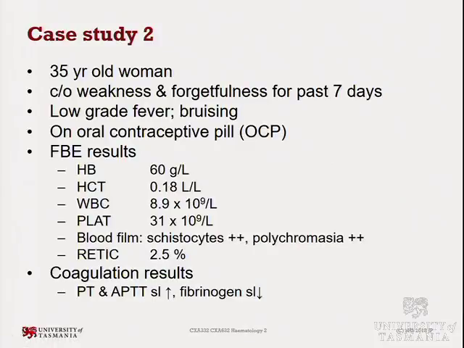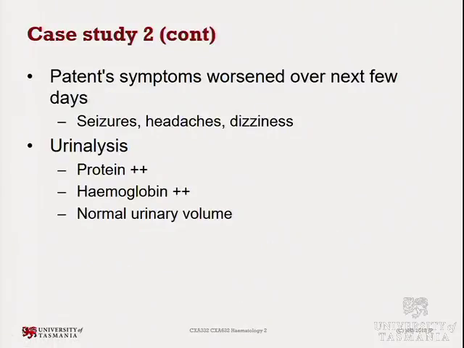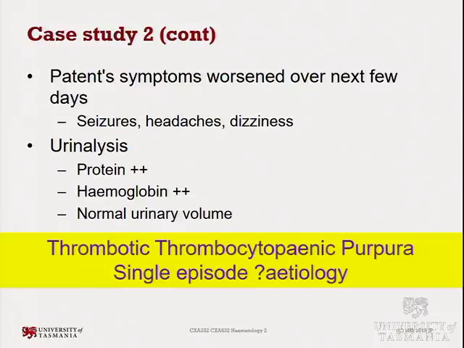And so we can see here that her symptoms worsened over the next few days, and she ended up getting kidney involvement here, as well as brain involvement, if you like. So there's a number of organs in her body that are also being affected, which is, again, something that is very common with TTP. And so thrombotic thrombocytopenic purpura, single episode.